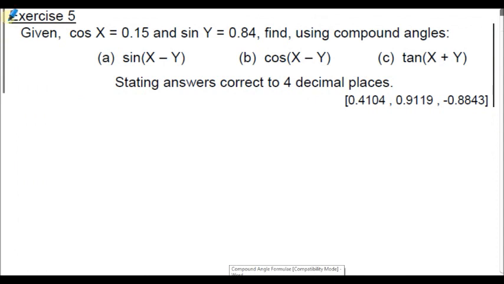Here's exercise 5. Again, similar to example 2 we reviewed previously. We're given cos x is 0.15, sine of y is 0.84. Using compound angle theory, we have to evaluate part A, sine of x minus y, part B, cos of x minus y, and part C, tan of x plus y. Answer is shown in the bracket here. I'd encourage you to stop the presentation and attempt exercise 5, but full work solutions are shown on the following slides.